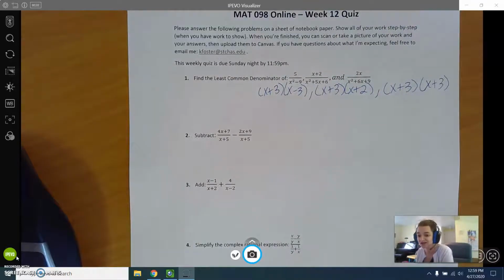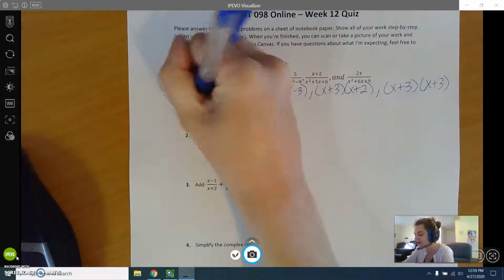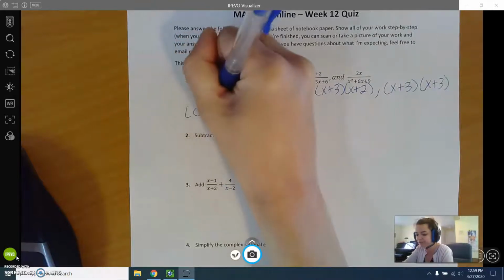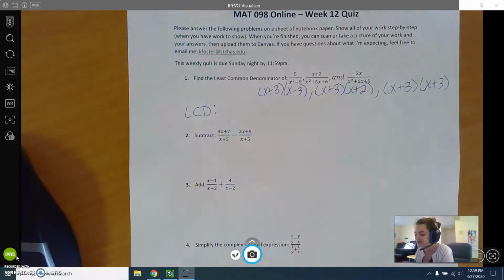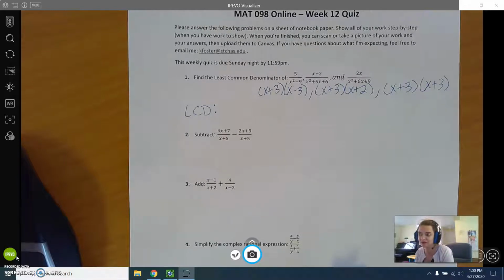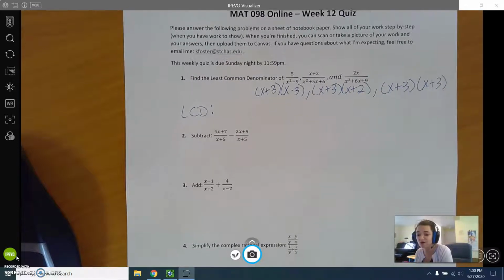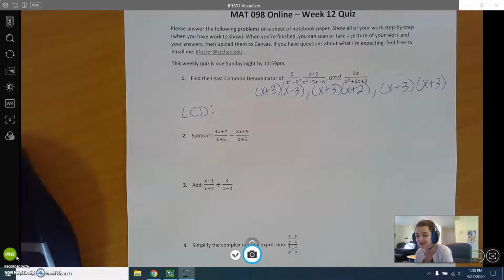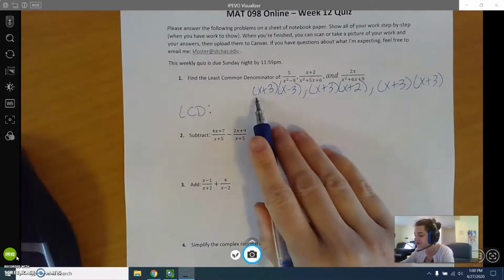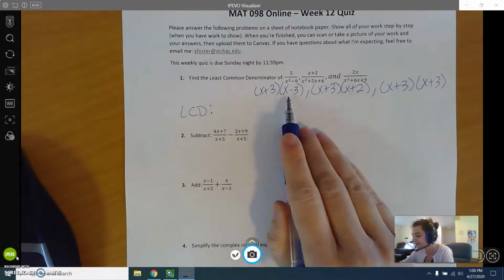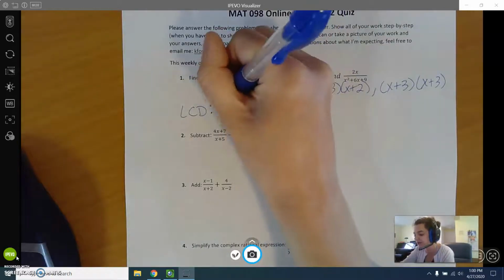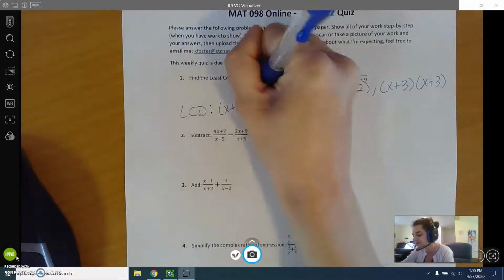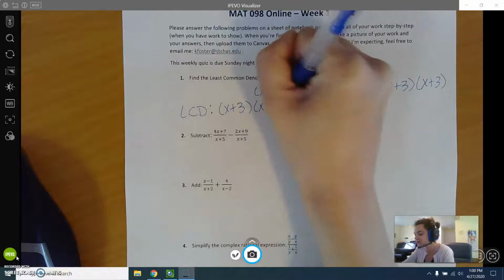So then we're ready to actually look at our least common denominator. Our least common denominator has each factor from every single denominator the most times it occurs in a single denominator, if that makes sense. What I do personally is go one denominator at a time and add them to my list. My first denominator needs an x plus 3 and an x minus 3, so I'm going to put that in my list: x plus 3 and x minus 3.